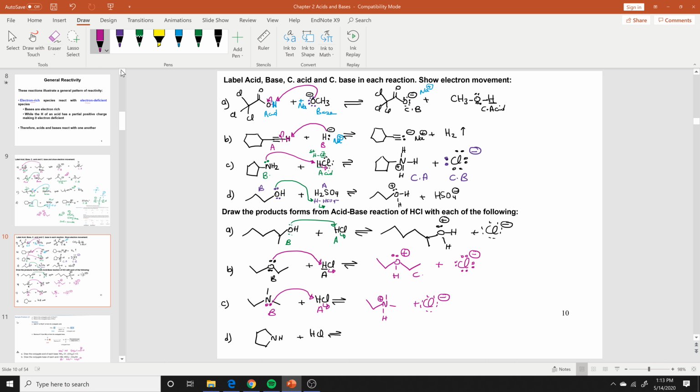Okay, this is going to be my conjugate acid. This is going to be my conjugate base. I forgot to label those. This is going to be my conjugate acid. Positive means acid. Conjugate base, negative means a base. So this is conjugate base. This is conjugate acid.